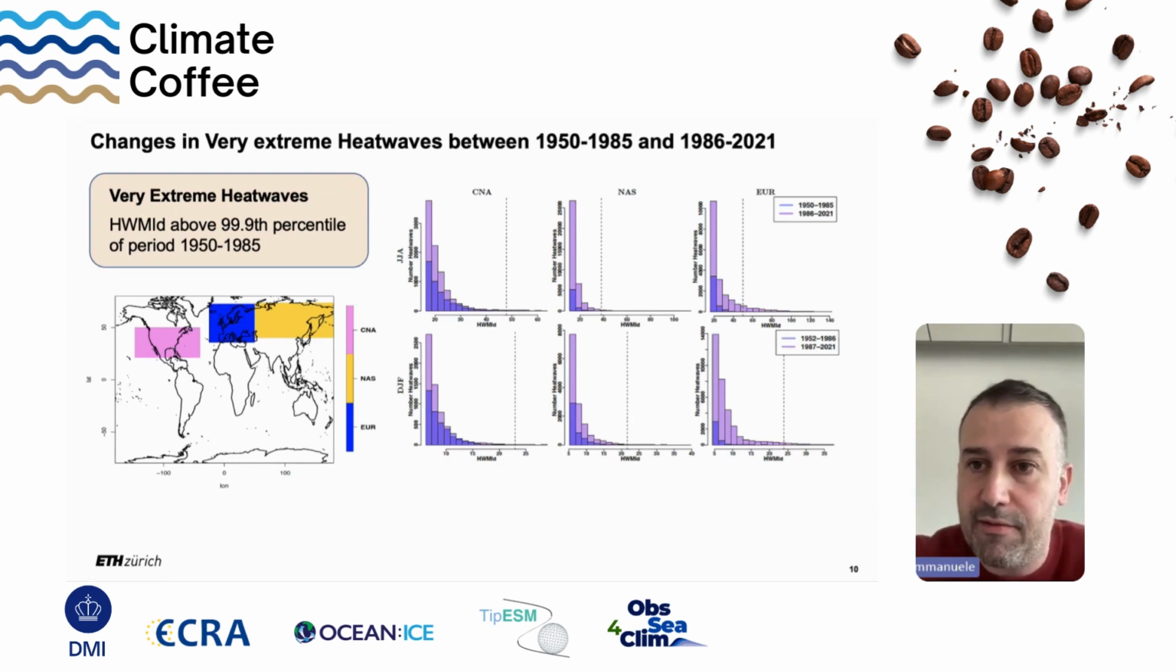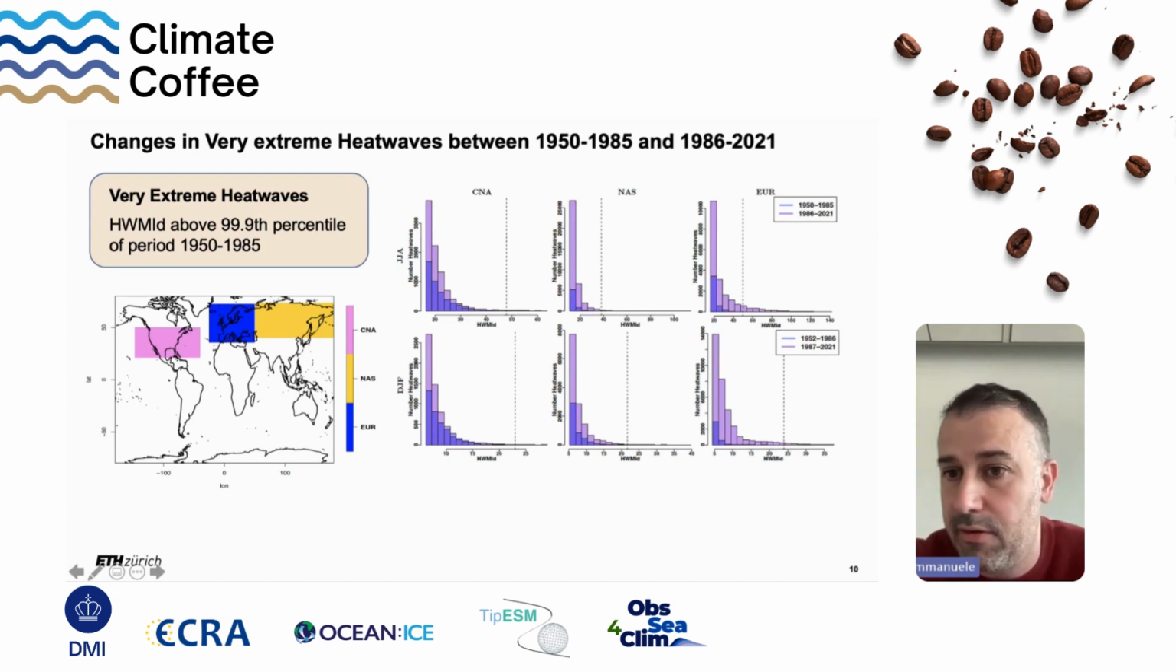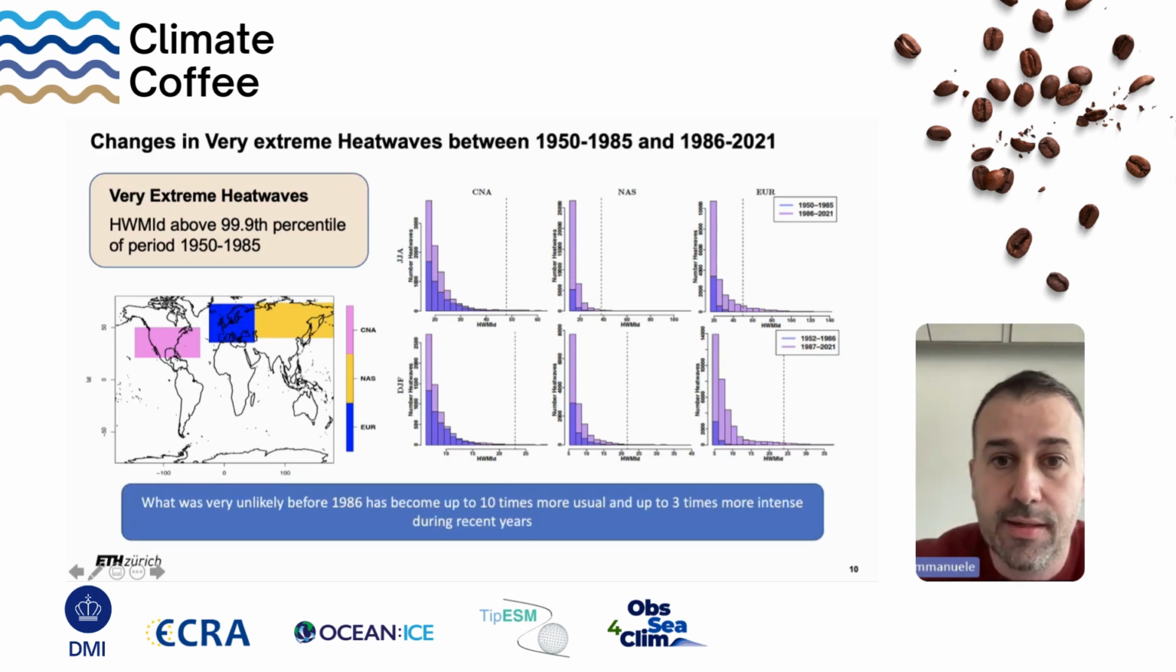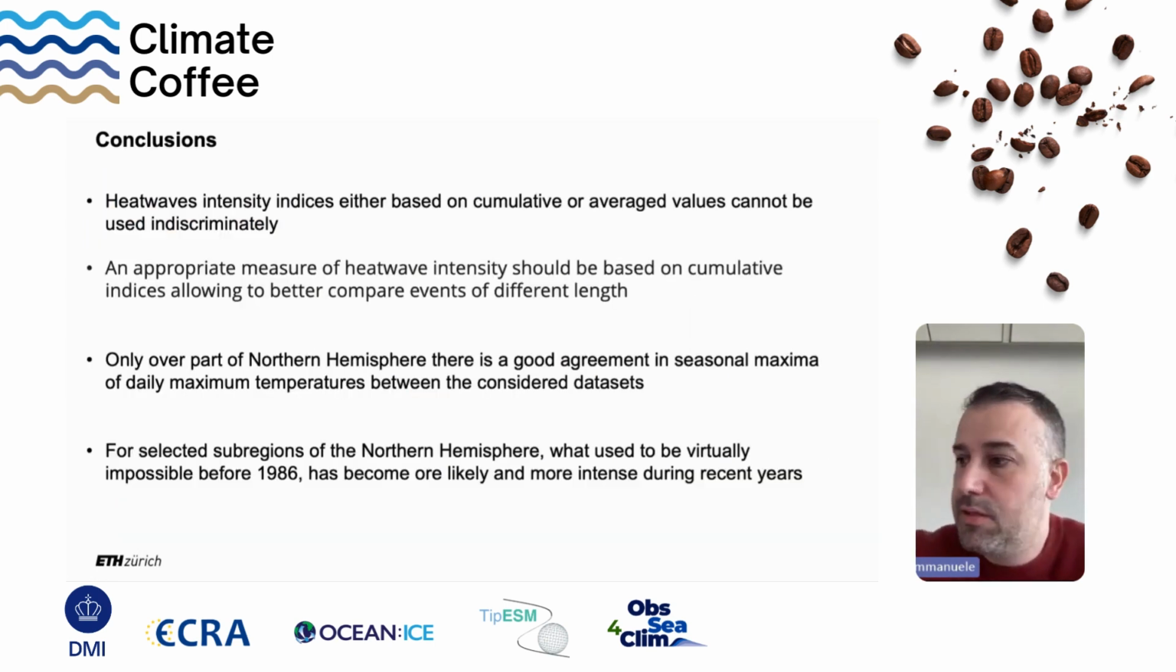But what is also interesting, and I think it fits with what we know from other literature, is that Europe actually seems to be the region that has been most highly affected by changes in heat waves, possibly due to global warming, not only in summer, but also in winter. And for Europe, we see about 10 times more very extreme events compared to the previous period, 1950 to 1985. And the extremes have become 3 times more intense during recent years. And with this, I conclude this slide.